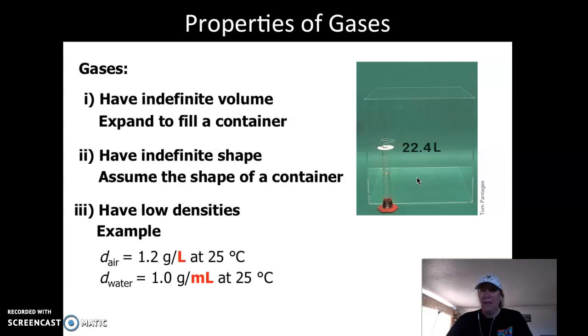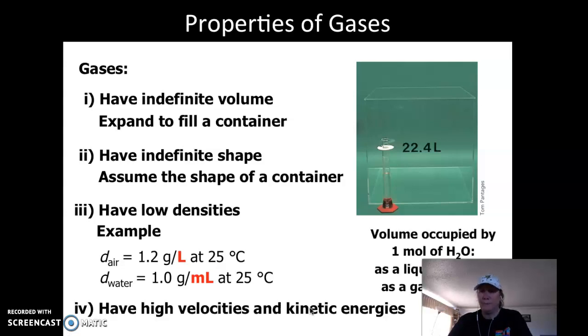If you look here, liquid water is 1 gram per milliliter. That's its density. And air is 1.2, no, that's grams per liter. So that's 1,000 times less. When you're talking about densities of gases, because they like to spread out as far as possible, their particles aren't very close together. So their density is very, very, very low.